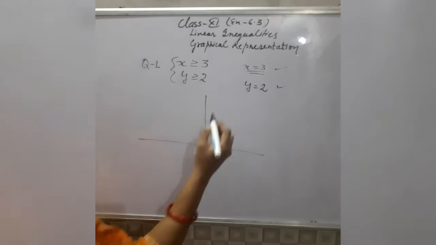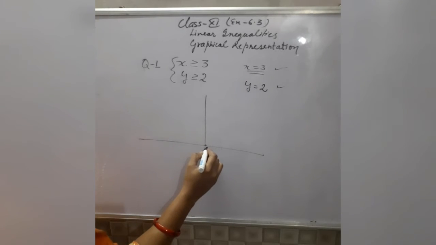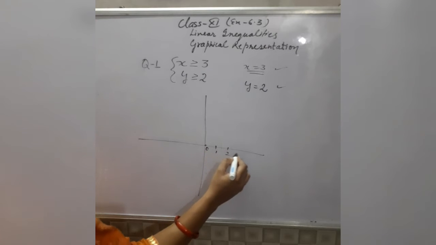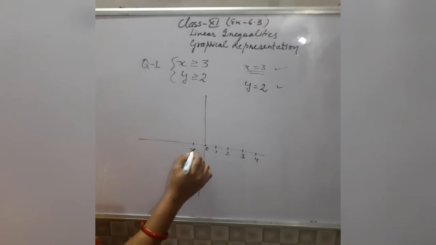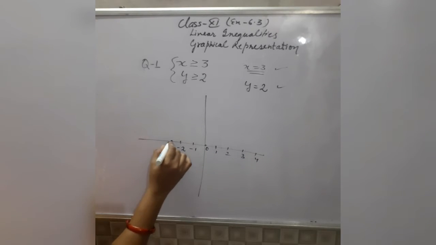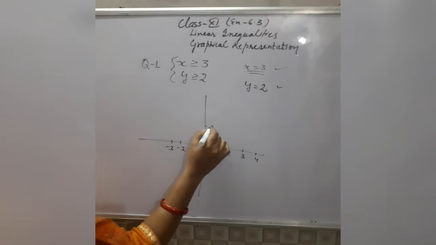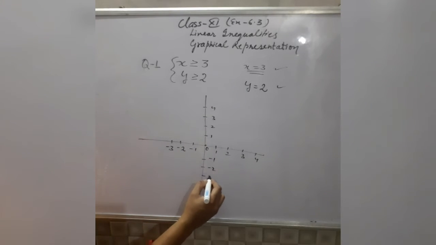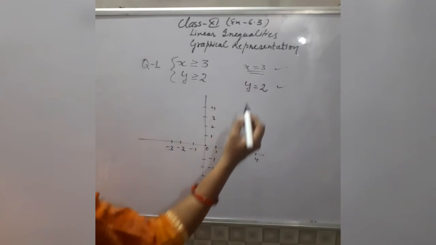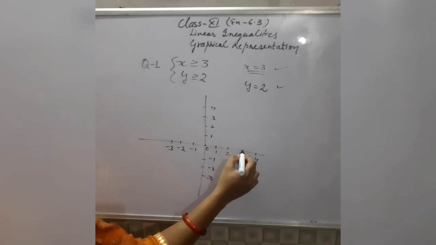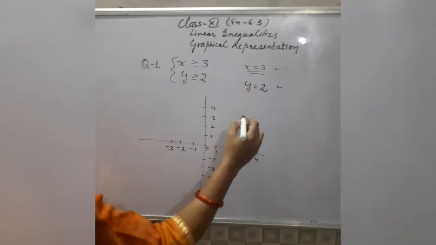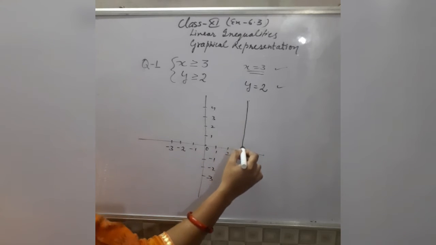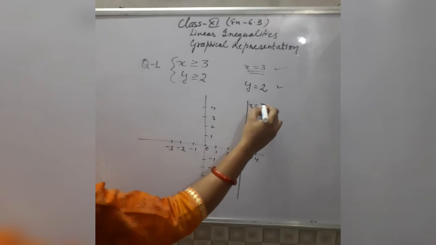Here is the x axis, this is 0, 1, 2, 3, 4, this is the negative direction of x axis, this is the positive direction of y axis, this is the negative direction of y axis. Now x is equal to 3, at this point the value of x is 3. The graph for x equal to 3 is a line parallel to the y axis, which passes through x equal to 3.